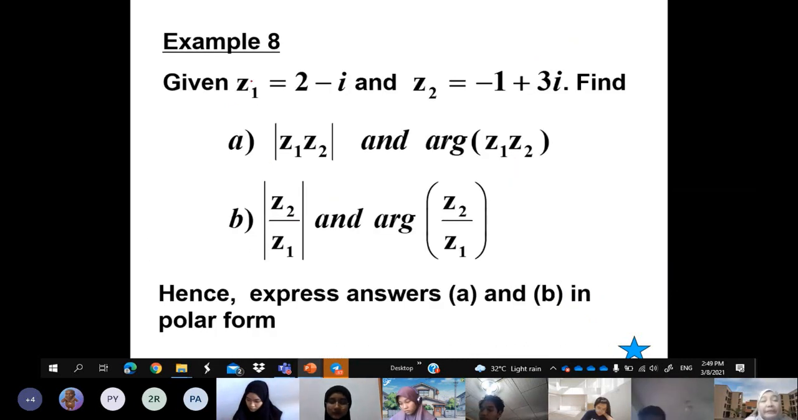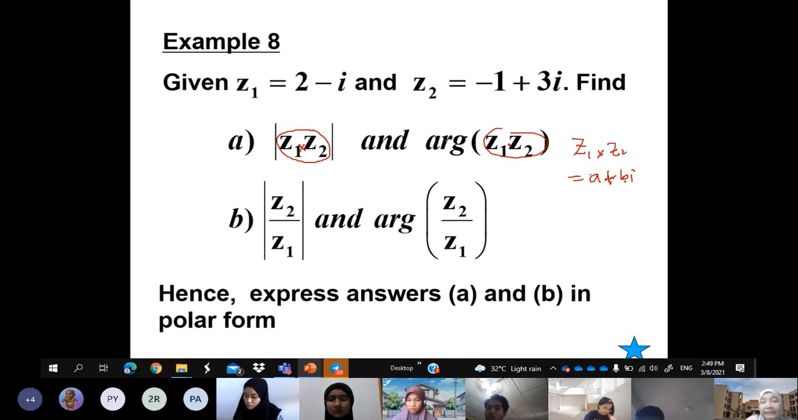Given Z1 equals 2 minus i, Z2 equals negative 1 plus 3i. Find modulus Z1, Z2. What does it mean? Z1, Z2, what is this? In between Z1, Z2, multiply. Yes, good. Times. Argument Z1, Z2 means you need to solve for Z1 times Z2. Leave answer in the form a plus bi.